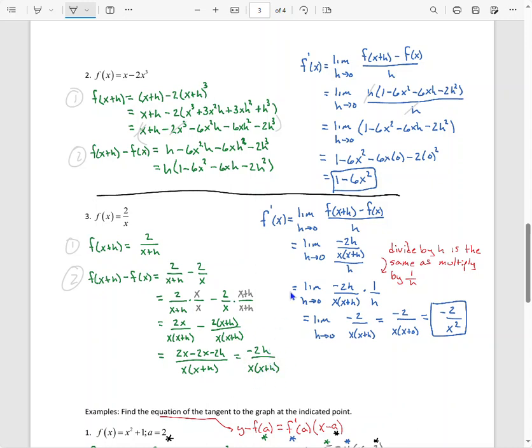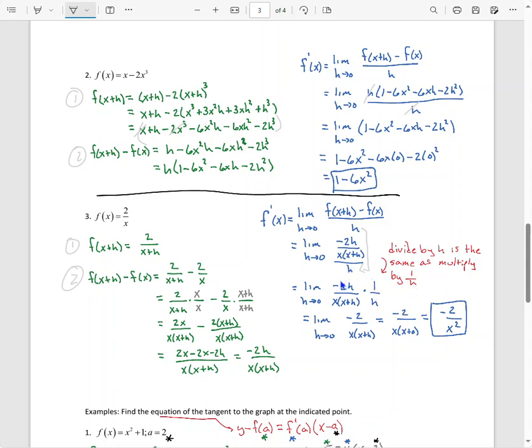Let's see what happens. F prime of x is the limit as h approaches 0 of f of x plus h minus f of x all over h, no matter what your function is. In this particular case, I've found my numerator. So limit as h approaches 0 of negative 2h over x times x plus h, all divided by h. Remember, this h is that h. But if I divide by h, it's the same as multiplying by 1 over h.